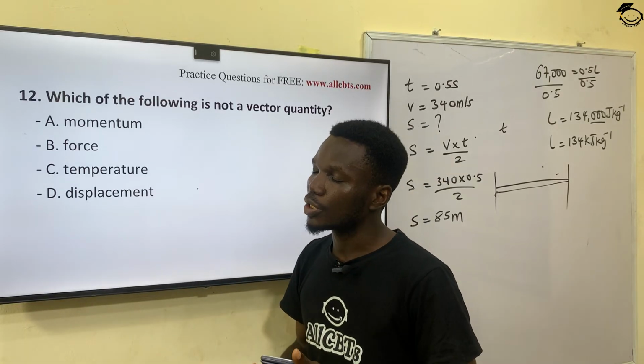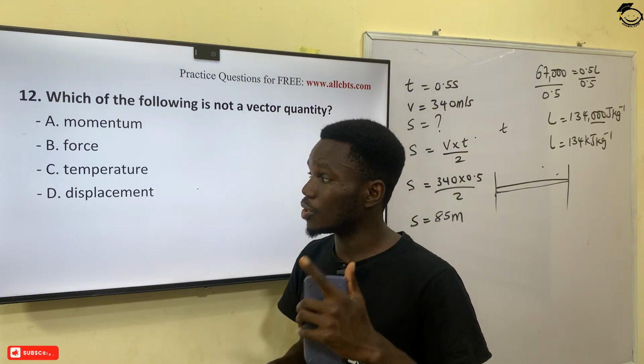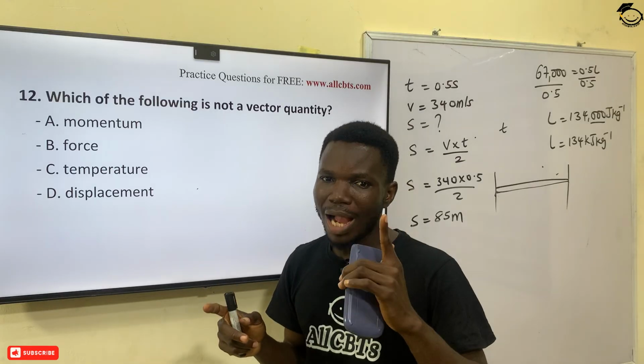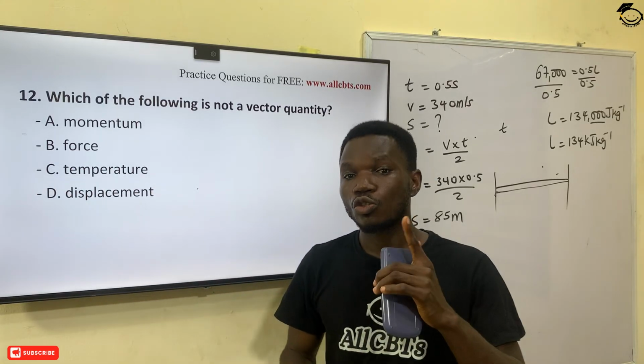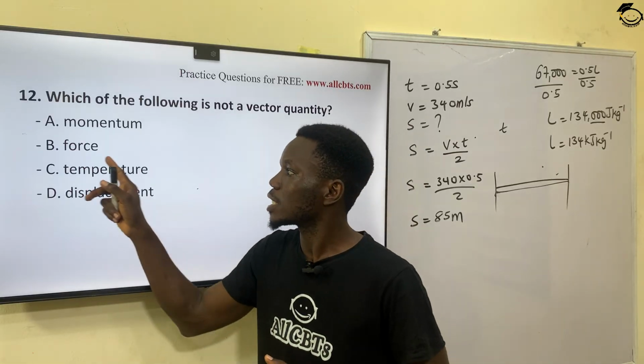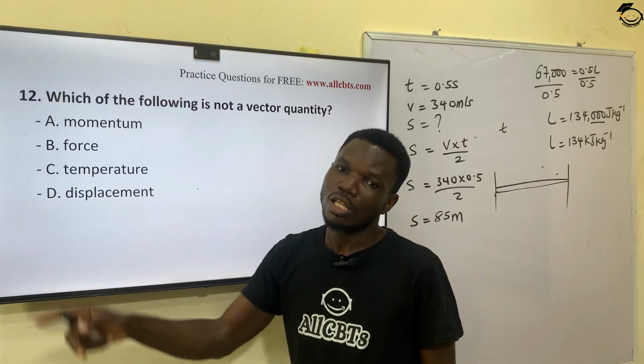Momentum, which is option A, has both magnitude and direction. Displacement has both magnitude and direction. Force has both magnitude and direction. But temperature has only magnitude but no direction, making it a scalar quantity. So the correct answer to this question is option C, temperature.